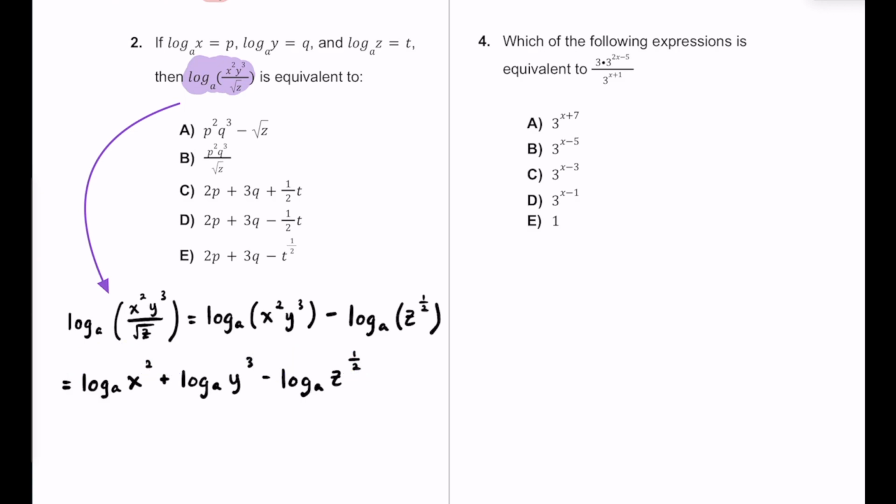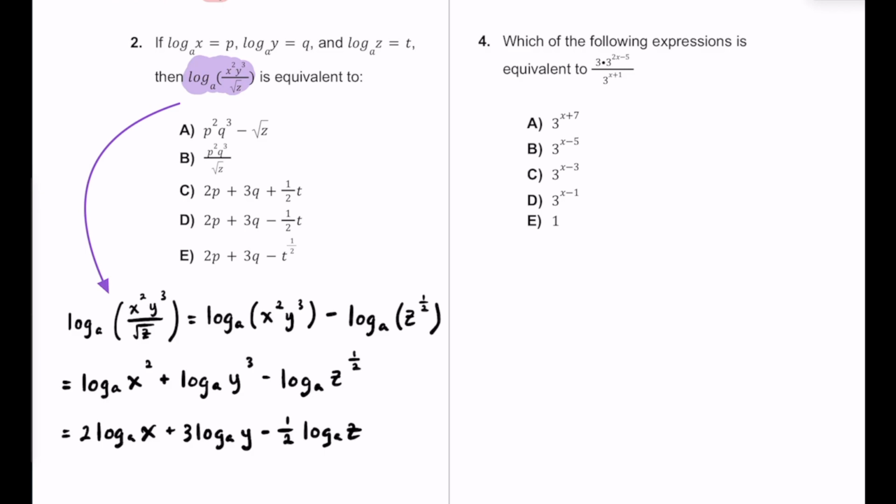So if we're going to expand this, it's condensed, but if we move that in front, we're going to have 2 times log base a of x, that is when it is expanded, plus 3 times log base a of y, and then minus 1/2 multiplied by log base a of z. In terms of what we needed to know about logarithms for this problem, we are all done. The rest of this is all about substitution here.